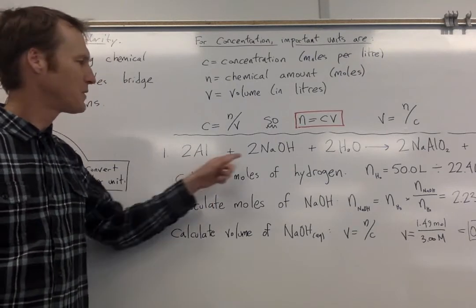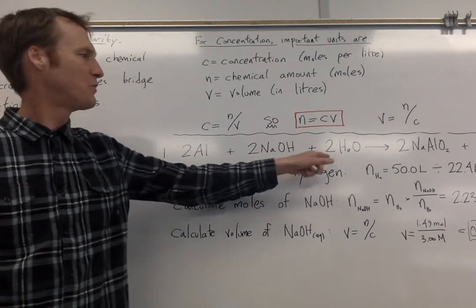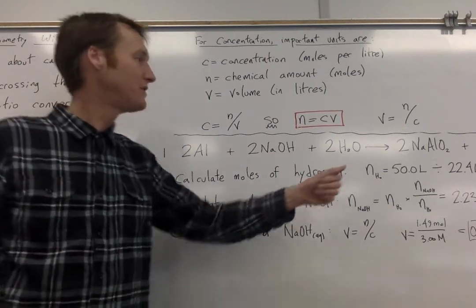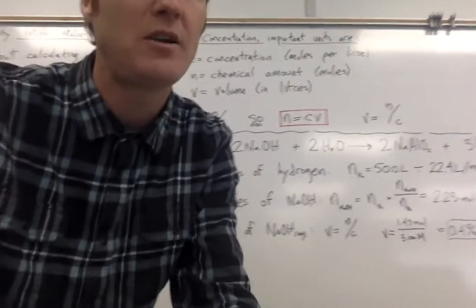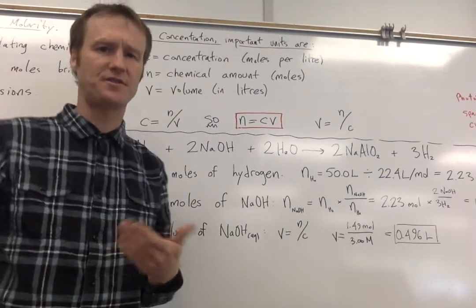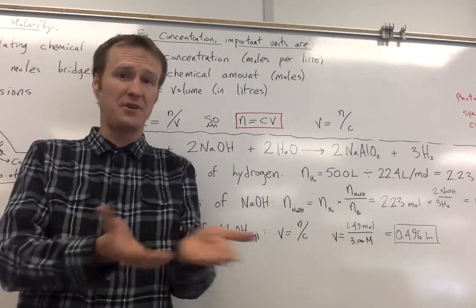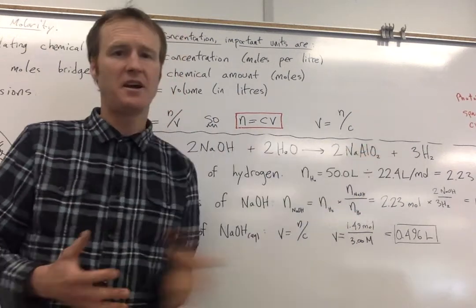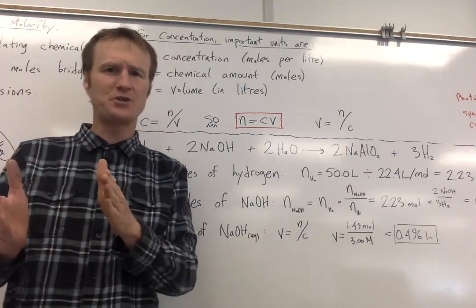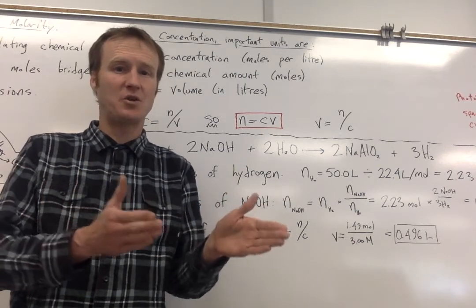2 aluminum plus 2 sodium hydroxide plus 2 water, so it has to happen in water, reacts to create 2 sodium aluminate, which is a weird chemical because it's an ionic compound, but it's got 2 different metals in one ionic compound. That's the way it is. Plus 3 hydrogen gas. So all the coefficients were 2 except for hydrogen, which has a coefficient of 3.